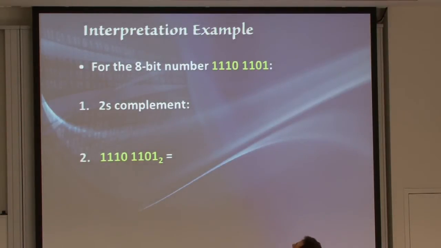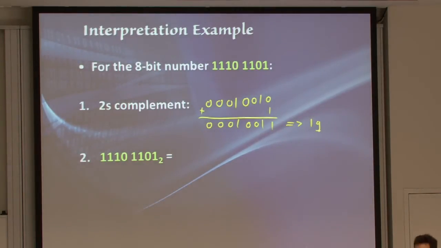Let's take an 8-bit number. Obviously, it's a negative number because the most significant bit is 1. To interpret the value of this in decimal, I'll try the two methods. The first method is to take the 2's complement, and we'll invert all the bits and add 1 to it. Which will give me 1 plus 2, 4, 8, 16, that will be 19, plus 19. Now, because we started with a negative number, the original number would have been minus 19.